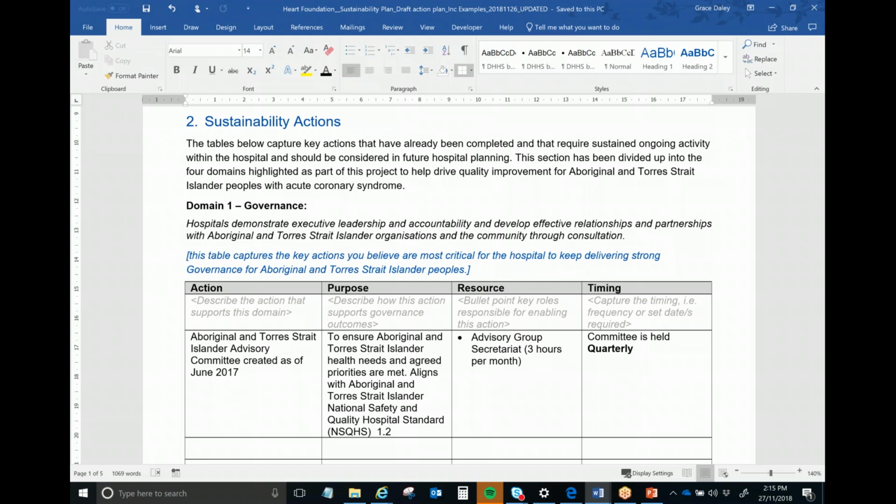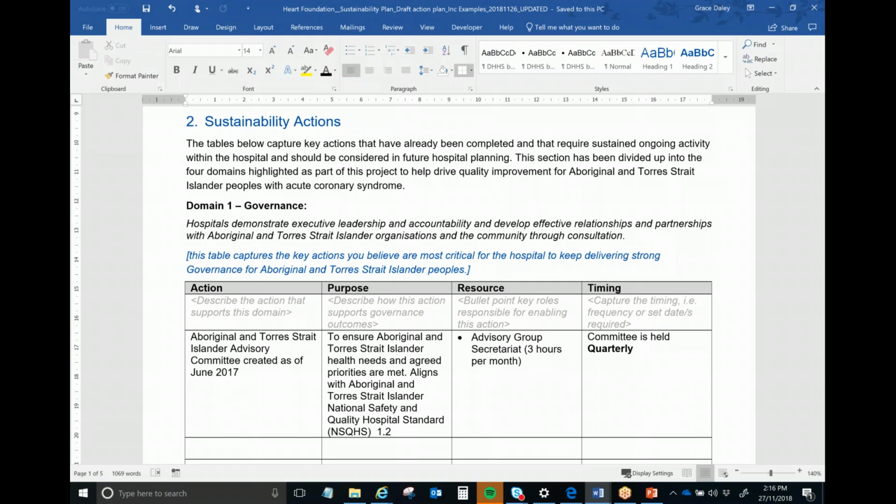So there are 4 key areas: action, something that's resulted from an activity that's been undertaken. And just to be really clear, these are things that are already in place. The purpose, how does it align to the National Safety and Quality Hospital Standards? The resource required to continue that action. And the timing, essentially the frequency or a set date by which the action needs to be followed through.